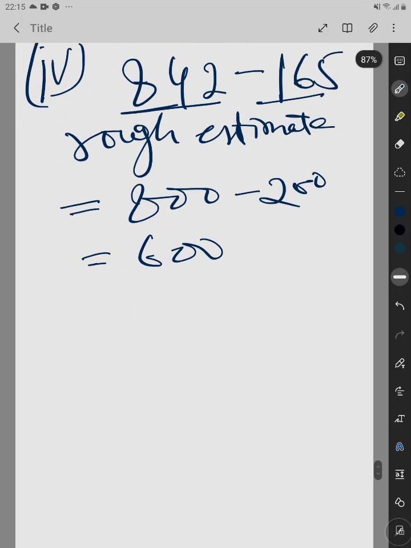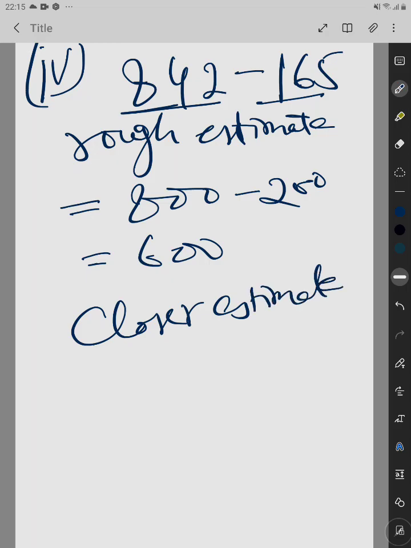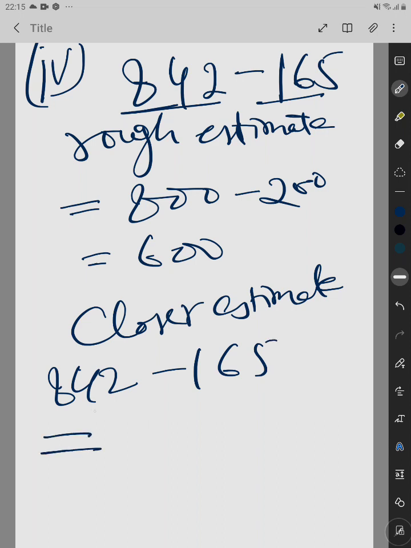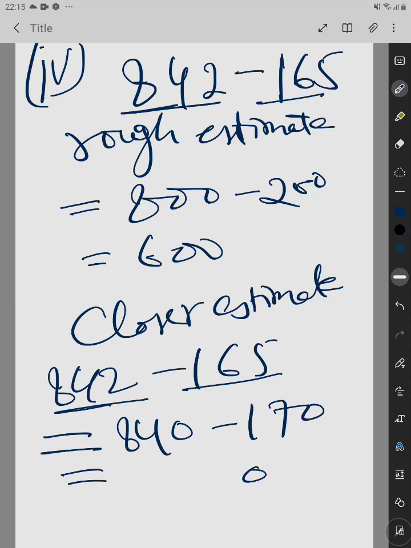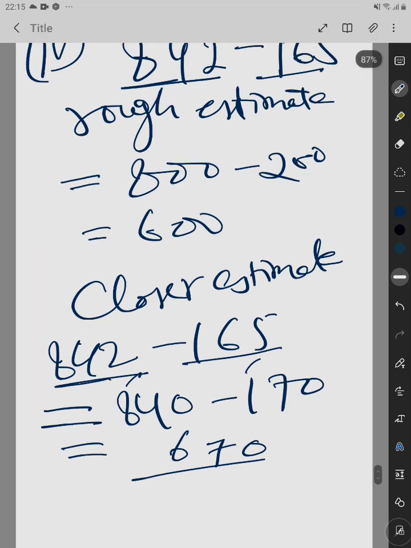For closure estimate, 842 minus 165, we'll round off to nearest 10. So 842 will become 840, and this one will become 170, and we will find 0, and then here we will have 7, and then this will become 7, and 1 is subtracted from 7 to 6. Okay, so this is the answer we have got.